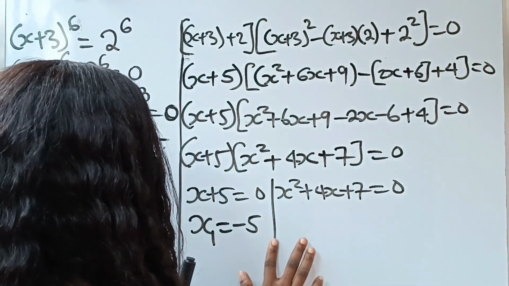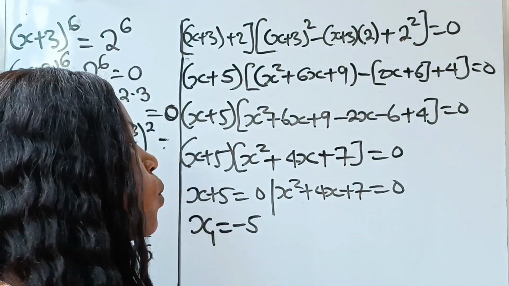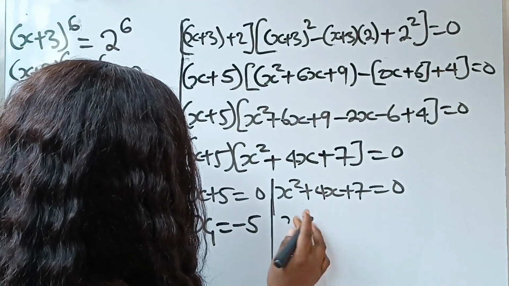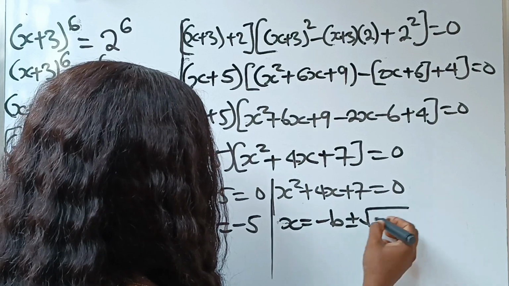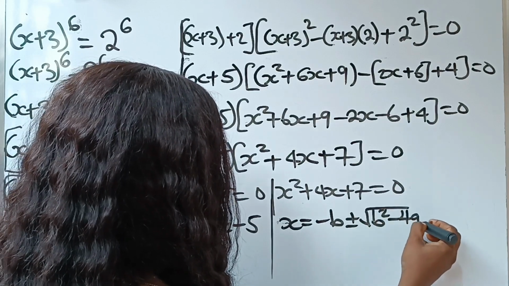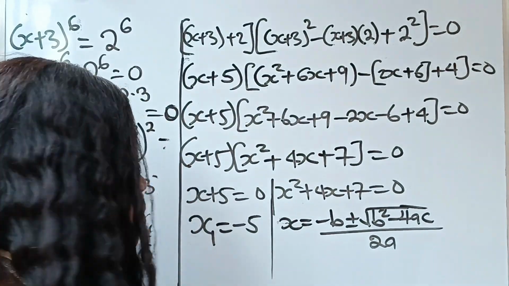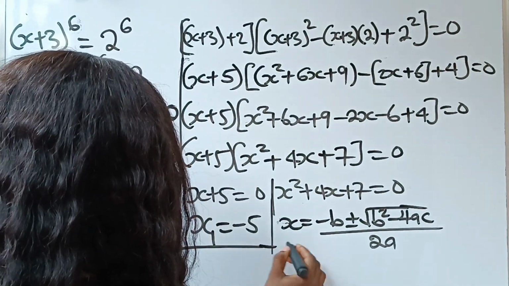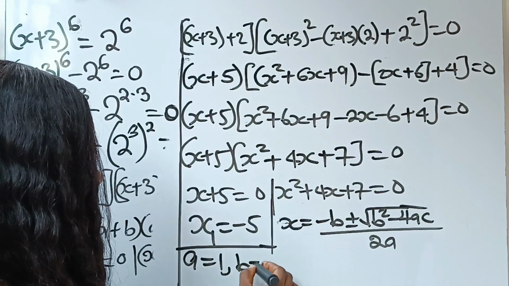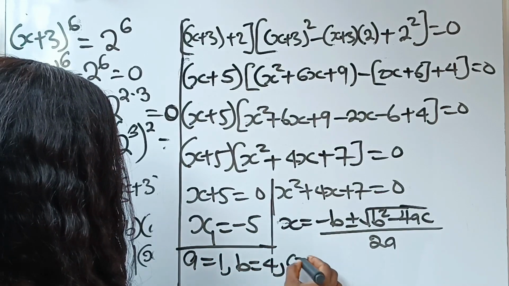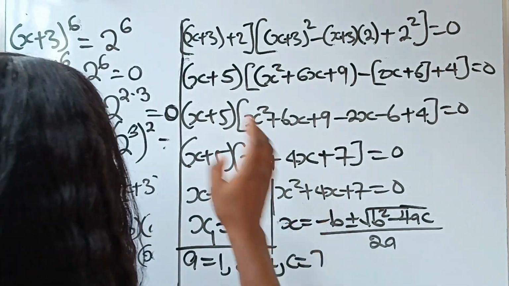Okay, now here we are going to solve this side using the quadratic formula, which states that x is equal to (−b ± √(b² − 4ac)) divided by 2a. In this case our a is equal to 1, our b is equal to 4, our c is equal to 7. Now let's go ahead and solve it.